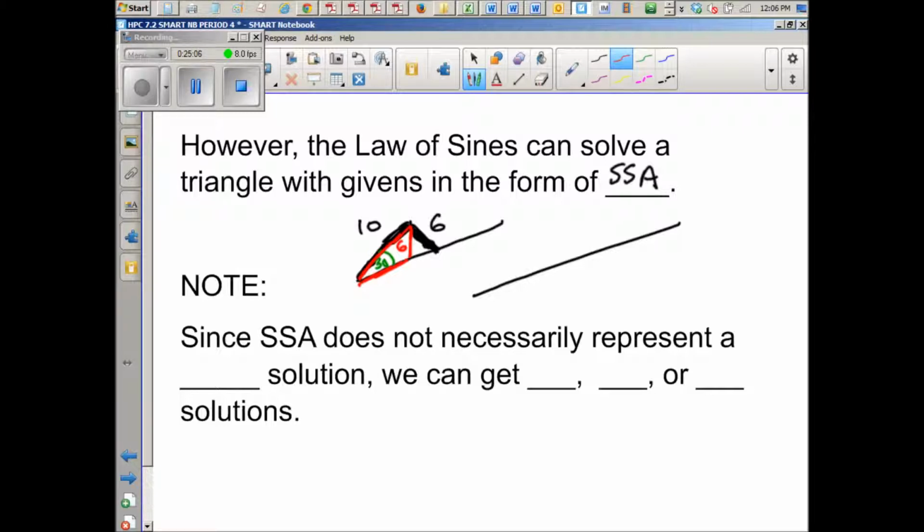See the problem? So SSA is just simply not a uniqueness theorem. It's not forbidden for any reason. It's not going to give us a unique solution every time. We can actually get 0, 1, or even 2 solutions to an SSA scenario. Okay? So I think we should do an example of a 0 solution case, a 1 solution case, and a 2 solution case. The math is not hard.